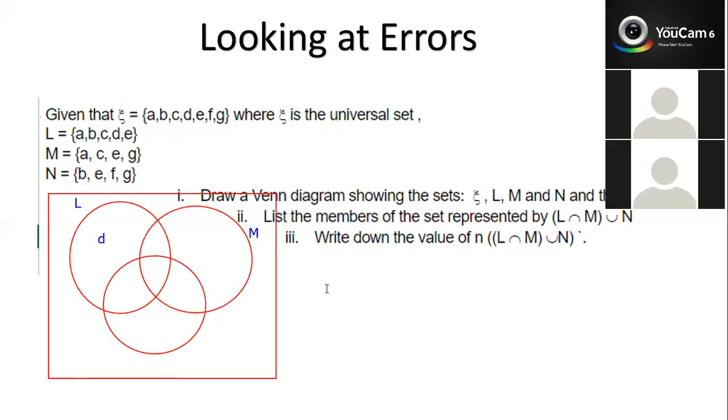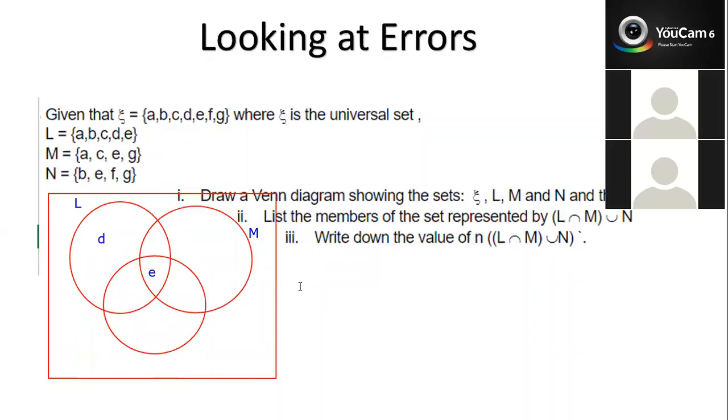All right, that means then, if that is the case, is there a problem with this question? Somebody attempted, right? So A is in L and M. C is in L and M. But E is in all three sets, and G is in two of the sets. So this doesn't have anything by itself. All right, so I guess something is missing from the question. Very good observation though.